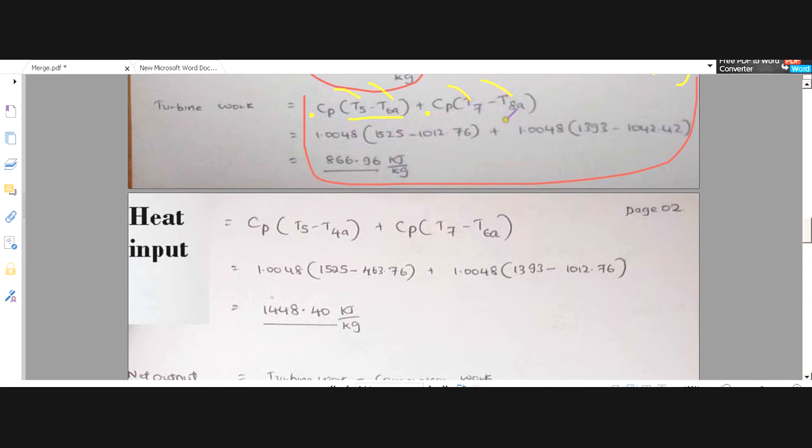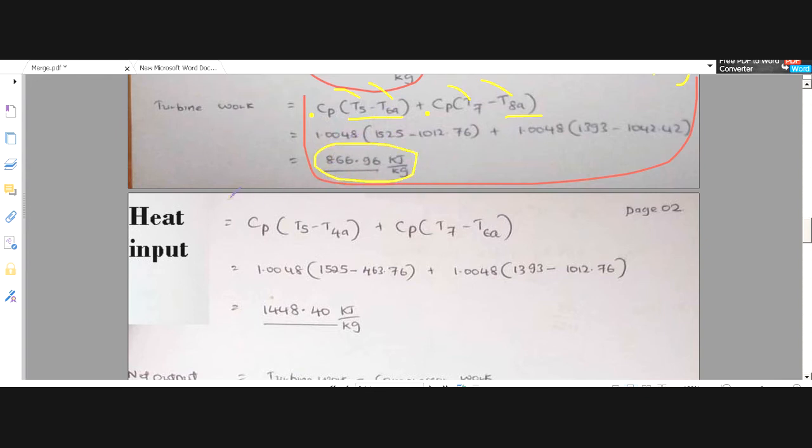Because this 8a we calculated, 6a we calculated, then T7 we calculated, T5 we calculated, so it's not magic, right? Cp we know, so just find this one. So what is the value of the turbine work?